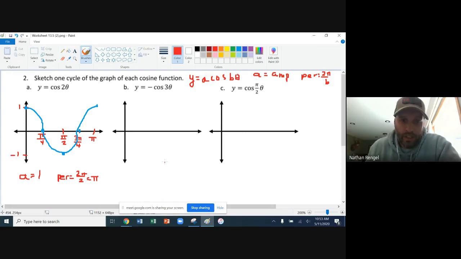On to number 2. My a value, my amplitude, is going to be 1. But I do have a negative, so this one is going to be a flip over the x. As with all the functions we've talked about throughout the year, anytime we have a negative out in front, we flip over the x. And lastly, my period is going to be 2 pi over 3. So we go to our graph, make our amplitudes -1 to 1, and signify that my period of one cycle is 2 pi over 3.